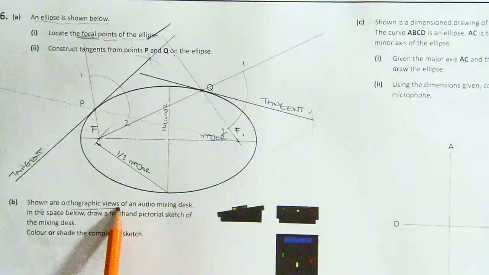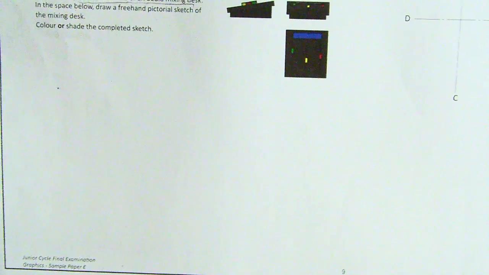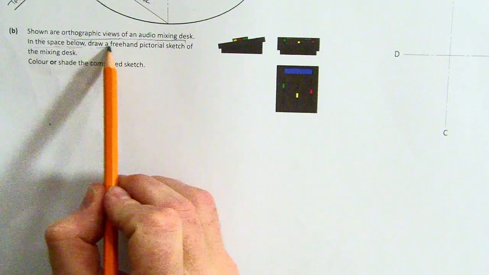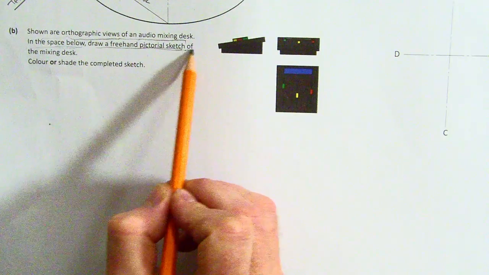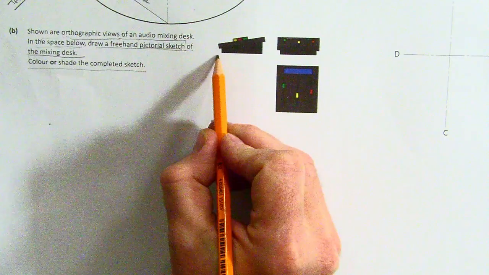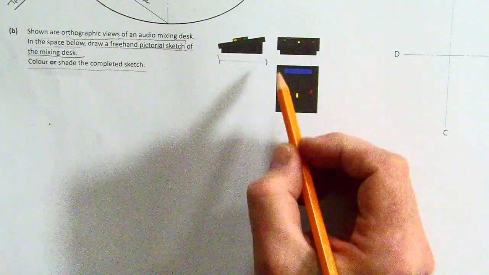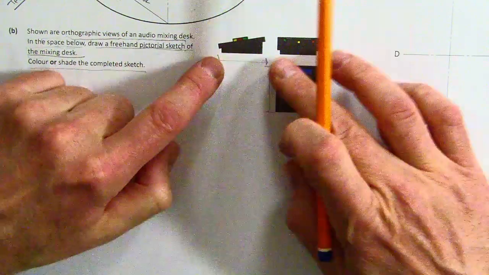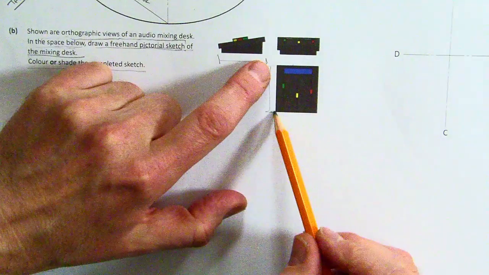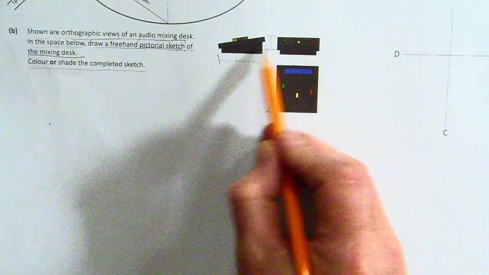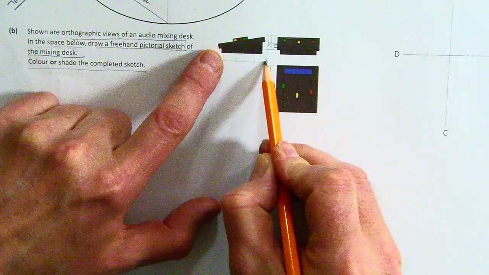Shown are orthographic views of an audio mixing desk. In the space below, draw a freehand pictorial sketch of the mixing desk. Color or shade the finished. Now, what they're generally looking for here is good proportion. So this should be slightly longer, I'd say, than this, but almost identical. And we see this here is probably like a third, I'd say, of whatever we make this here.